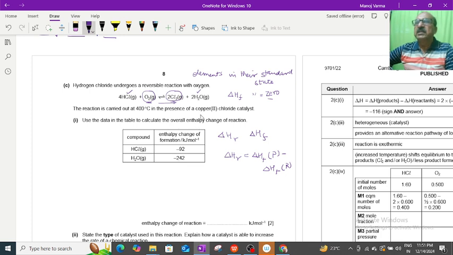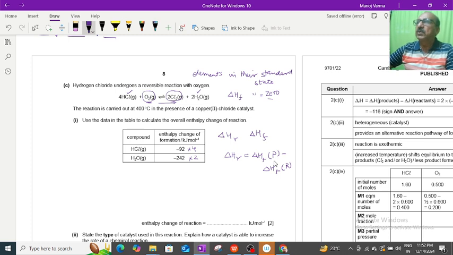So it is twice the H2O, but this value is for 1 mole, so you'll have to multiply this value by 2. This is about the products. And then you have to subtract the value for HCl, which is minus 92, but because it is 4 moles, you have to do it times 4. And then simply subtract using this formula.